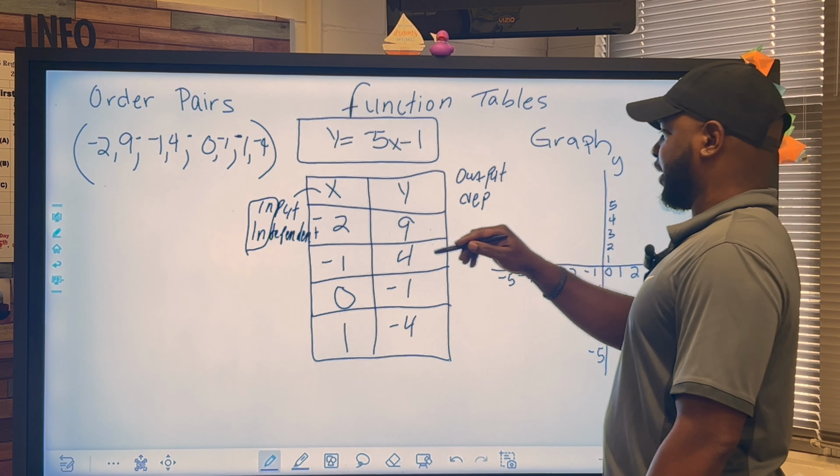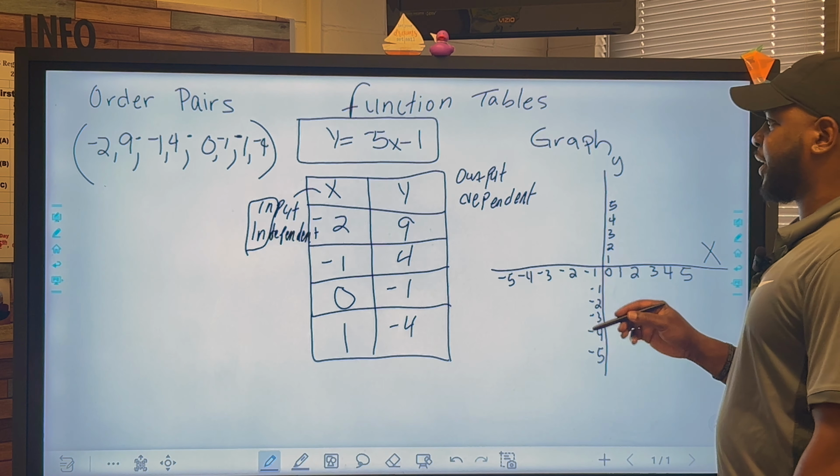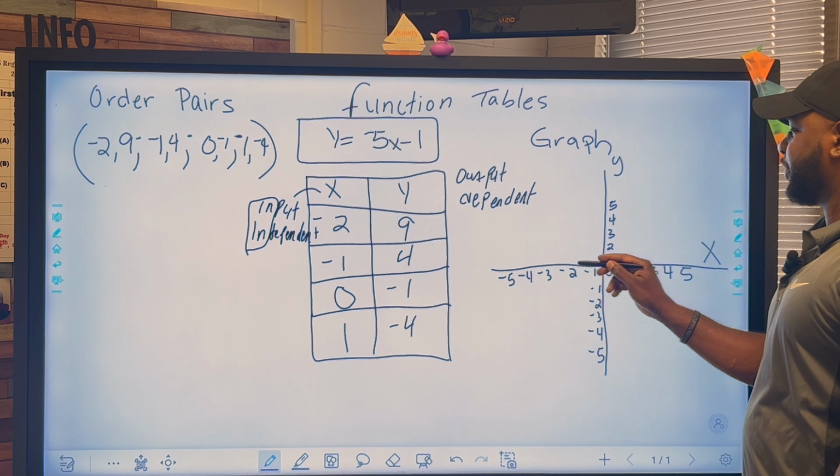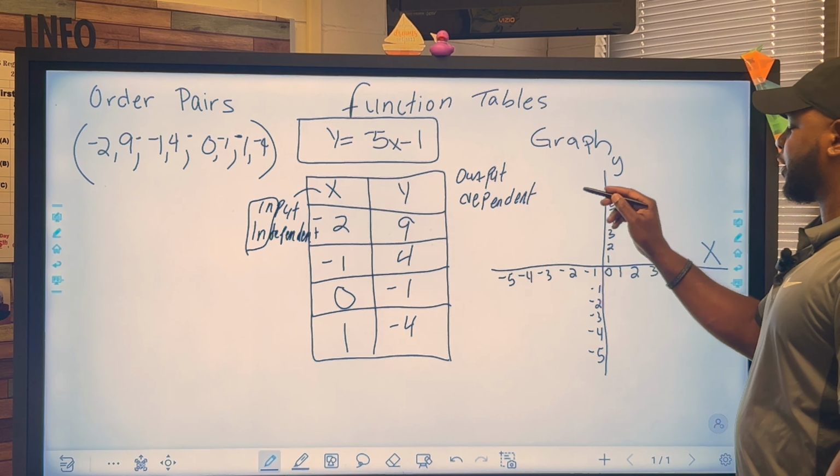Okay, so next what we're gonna do is plot these ordered pairs onto the graph. So I have -2 and a +9. So I'm gonna go over to the -2 and I'm gonna go up +9. So 6, 7, 8, 9. So over -2 up 9. Okay. Now I'm gonna do my next ordered pair, -1 and +4, over -1, +4.